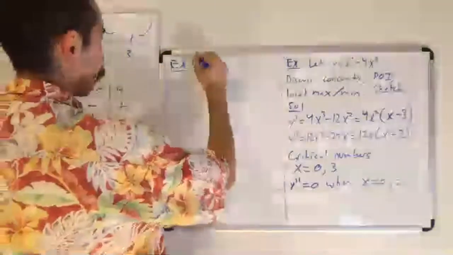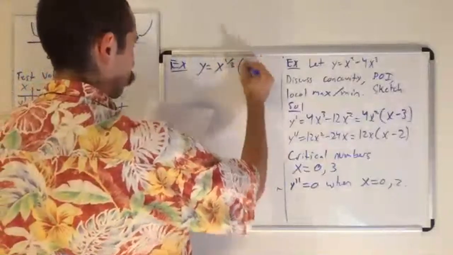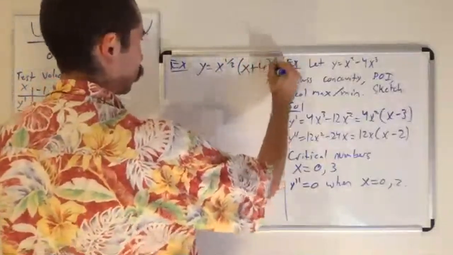So do the same problem, but with y equals x to the 1/3 times x plus 4.